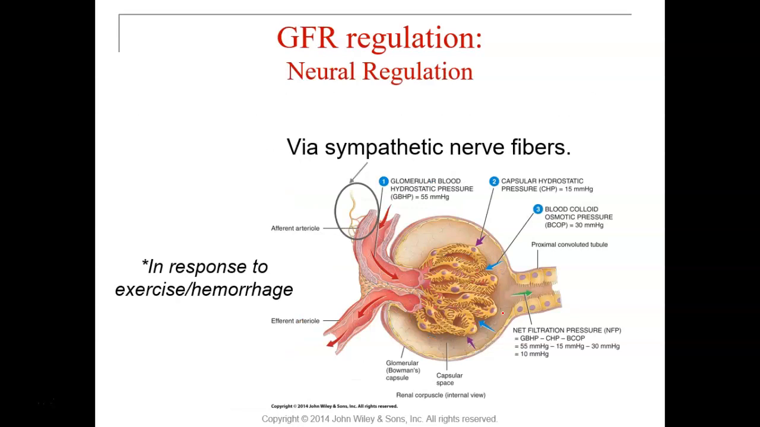Now, via sympathetic nerve fibers, let's say in the events of exercise, in the events of increased fluid loss, that's where the sympathetic motor nerve fibers stimulate the smooth muscle of the afferent arteriole, and the afferent arteriole constricts. As it constricts, that means less fluid is traveling through the afferent arteriole. Now, I know somebody just said, well, wait a second, I figured if the tube gets smaller, the blood travels through it faster. Yes, you are correct.